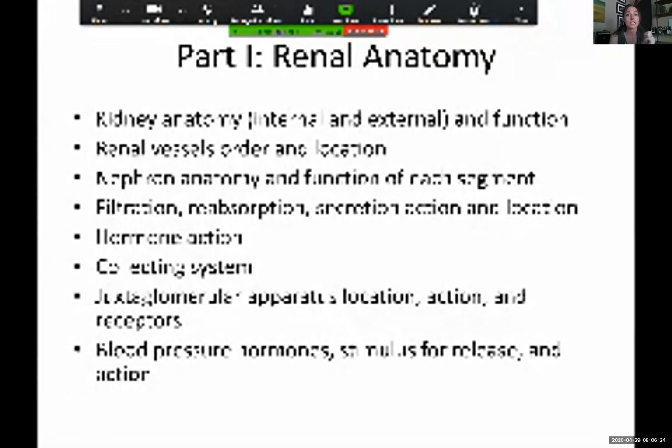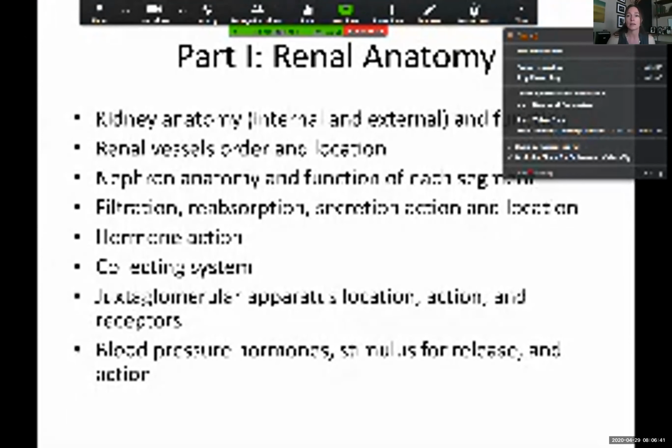So as far as renal anatomy goes, you should be familiar with all of the terms as far as cortex and the medulla. What's in the medulla, what's in the cortex. The cortex, there's nothing else as far as gross anatomy goes, but you should know the nephron anatomy.